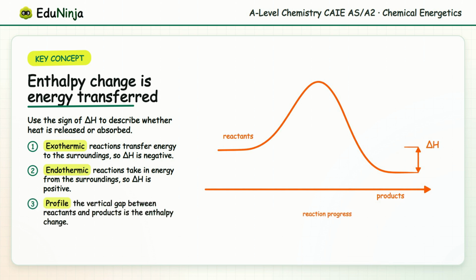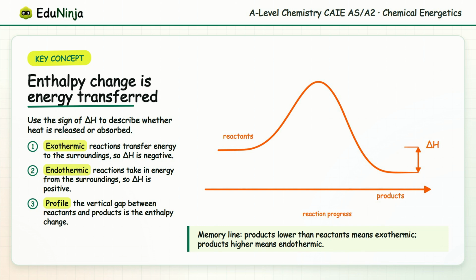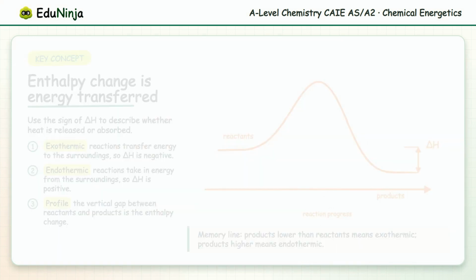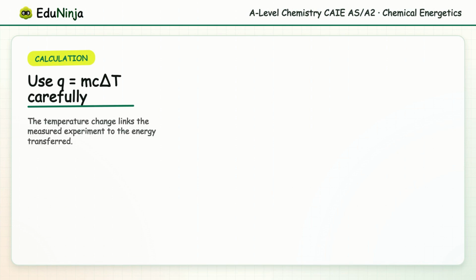Point 3. The vertical gap between reactants and products is the enthalpy change. Remember, lower products mean exothermic, and higher products mean endothermic. Next, we calculate the energy transferred using Q equals mcΔT. The temperature change links the experiment to the energy calculation.